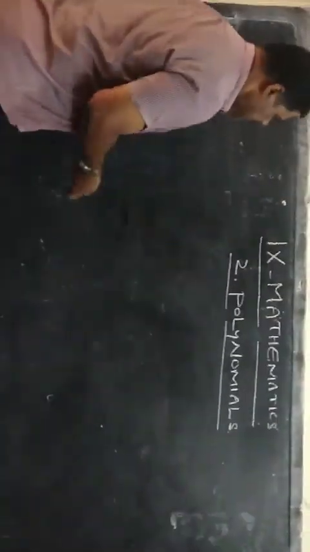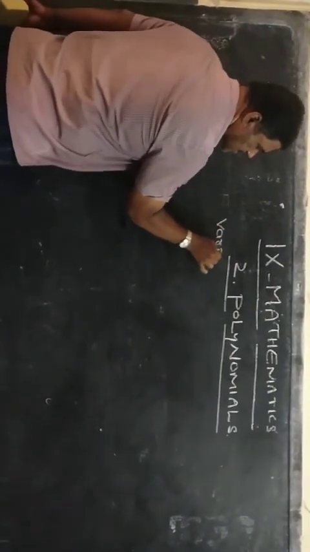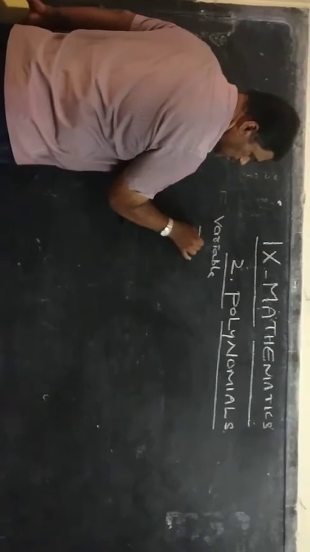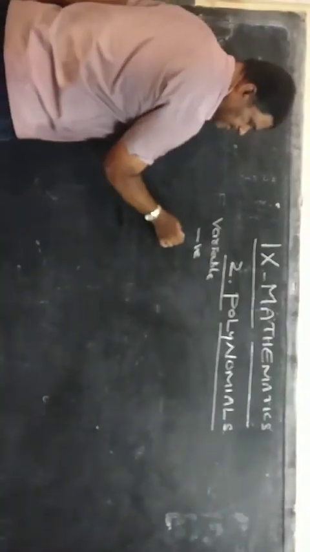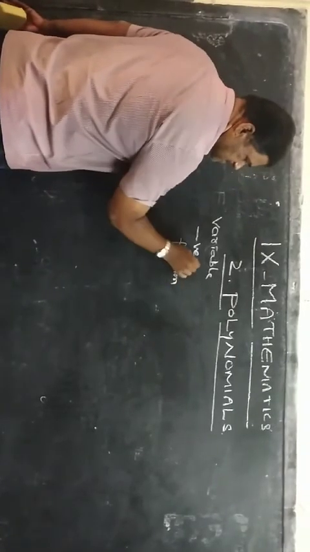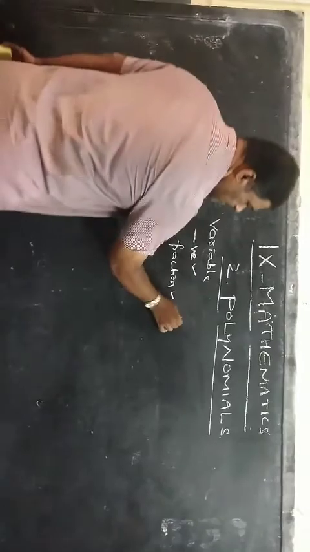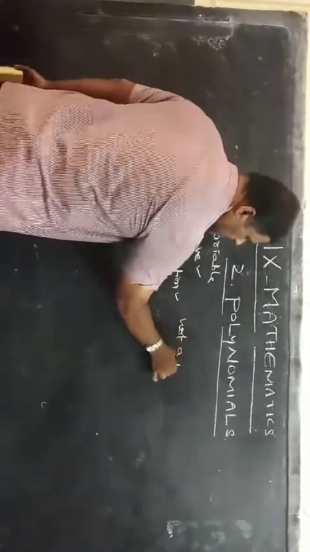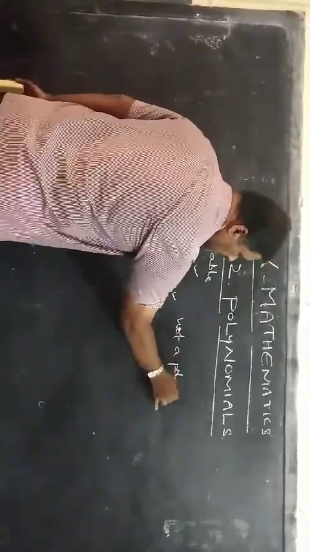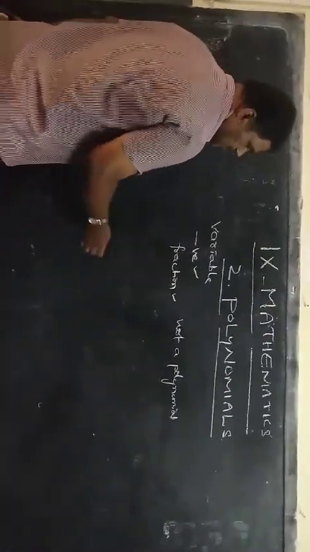So therefore we can define a polynomial: the variable power should not be a negative number and the variable power should not be a fraction. If x power is negative or if x power is a fraction, then it is not a polynomial. Otherwise it is known as a polynomial.